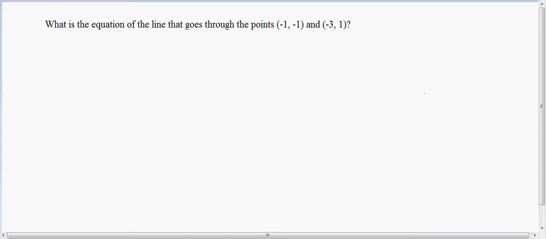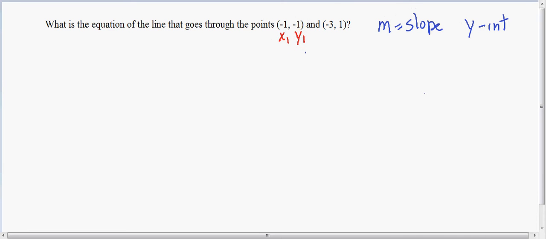The first thing we're going to do is realize that we need 2 pieces of information to write the equation of the line. We need a slope, and we also need a y-intercept. And if we get those 2 pieces of information, then we can definitely write the equation of the line. So first thing I want to find is the slope.